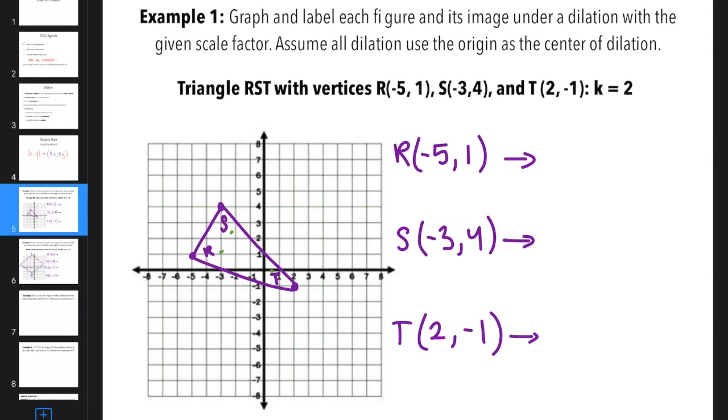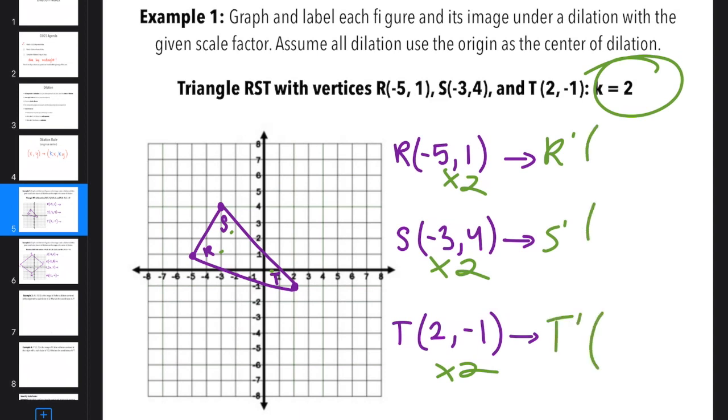For example 1, graph and label each figure and its image under a dilation with a given scale factor. Assume all dilations use the origin as the center. So I have triangle RST. R is (-5, 1), S is (-3, 4), and T is (2, -1). My scale factor is 2. So I'm going to multiply all of those x and y values by 2 to get my final coordinates for my image.